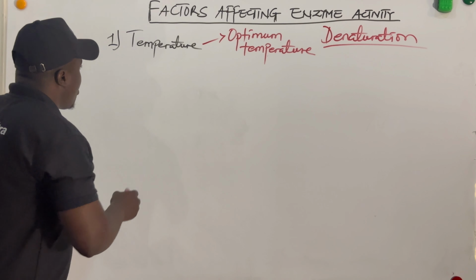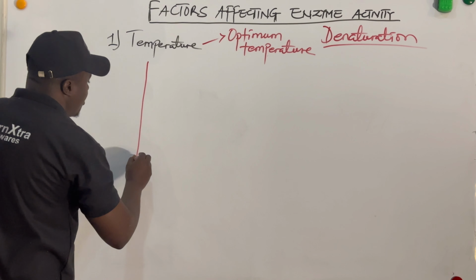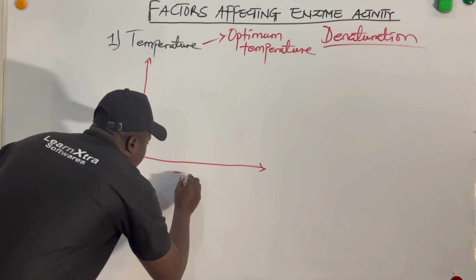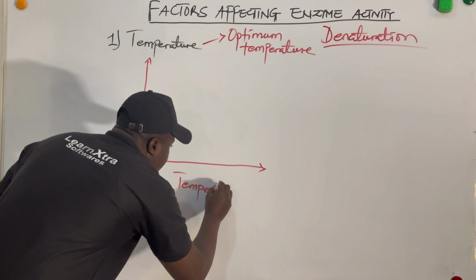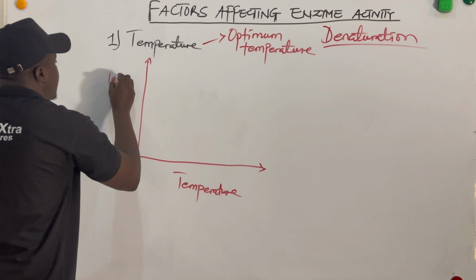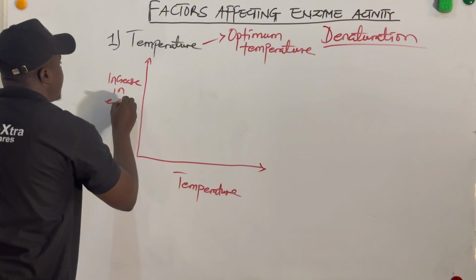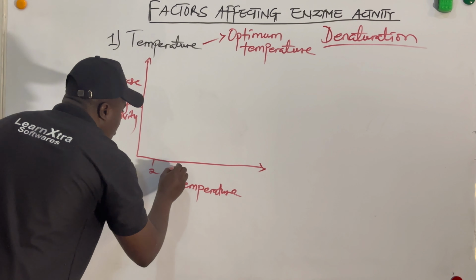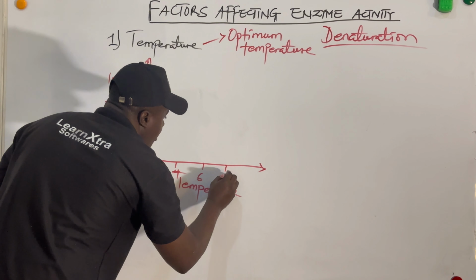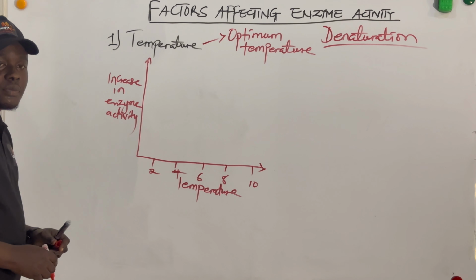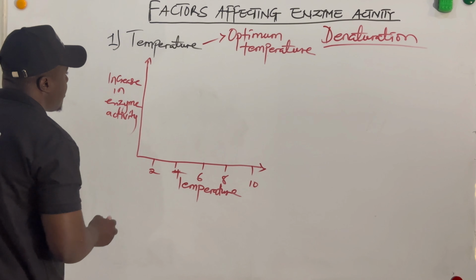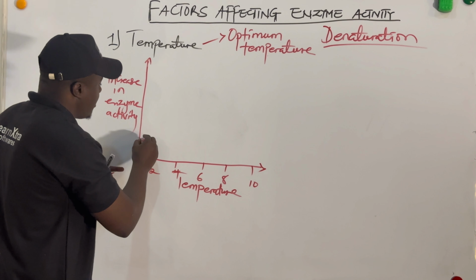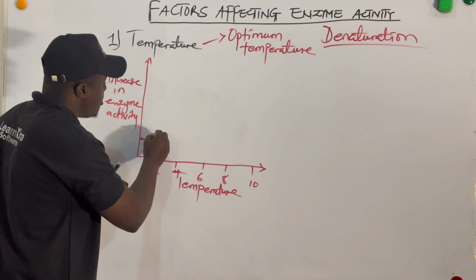That's why if you look at this curve I'm going to draw now, it's just a simple graphical illustration. This is temperature. And then this is increase in enzyme activity. Let's say we have these data as 2, 4, 6, 8, and then 10. And now, the activity of the enzyme, let's say, starts from here. Right? Increase in temperature means that there will be increased enzyme activity. Hence, it goes this way, right?